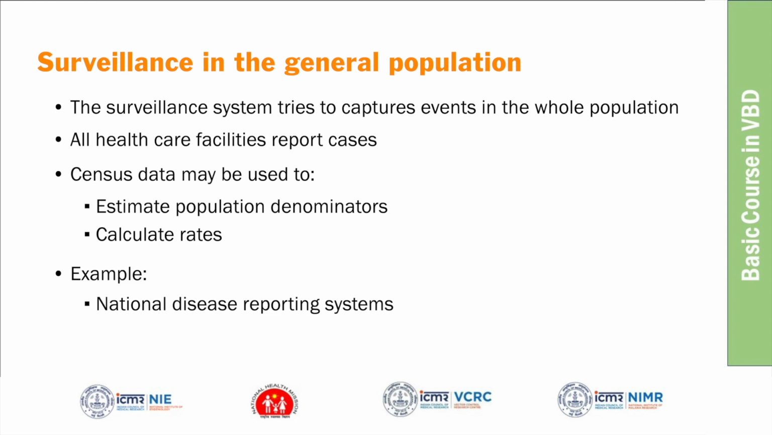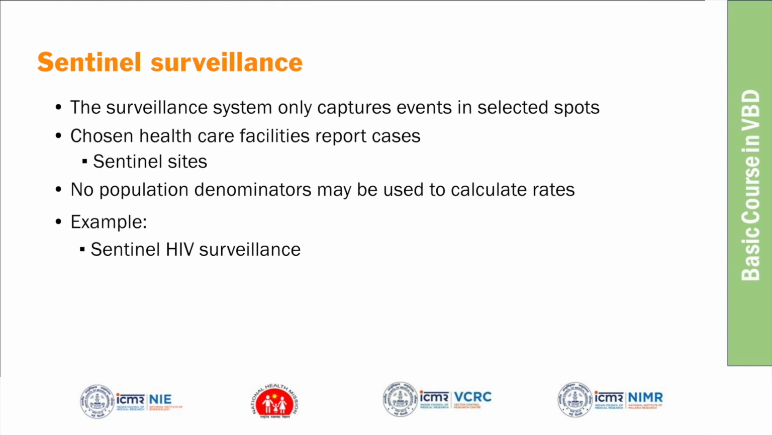The general population surveillance system tries to capture the whole population. It is used to estimate the denominators. For many analyses, we need the denominators, then only we can calculate proportions or rates. So the census data or whole general population data is used to estimate the population denominators and calculate rates. For example, a national disease reporting system is one of the collecting mechanisms from the community or whole population. The sentinel surveillance system, as we discussed in the previous slides, collects data from selected spots, the health facilities, and we call them sentinel sites. So here it is difficult to estimate the denominator because we are not collecting from the whole population. It's collecting from hospitals or facilities. Example: HIV sentinel surveillance.